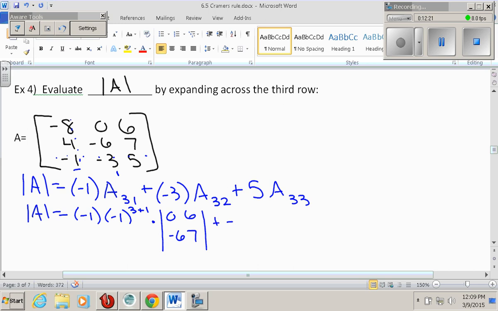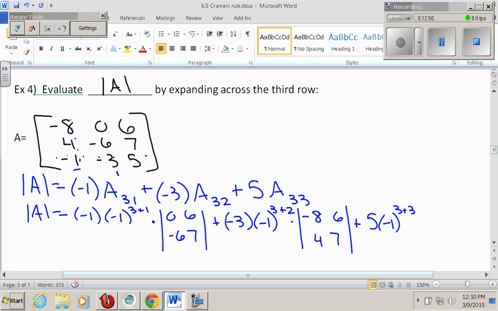So our next piece, we're going to have -3 times, again, that -1 because that's coming from the formula, 3 plus 2 times, and in this case, since we're getting rid of third row, second column, my new determinant here. And last but not least, 5 times, and again, my formula, 3, 3, so that's what I'm getting rid of, which is going to give me -8, 0, 4, -6.